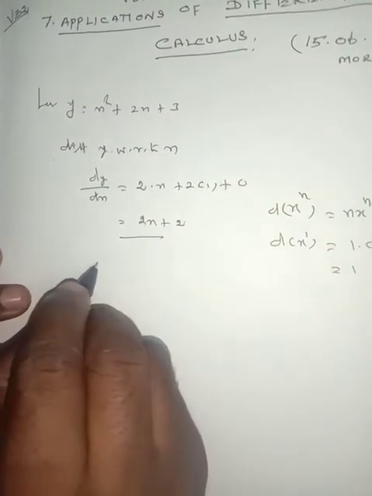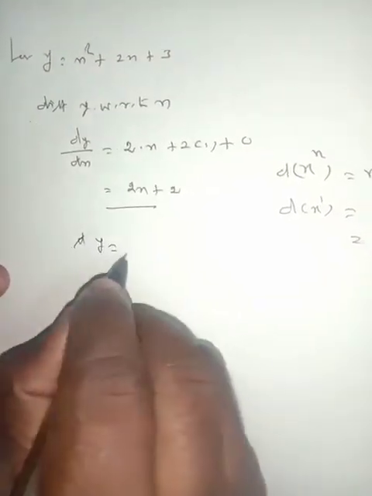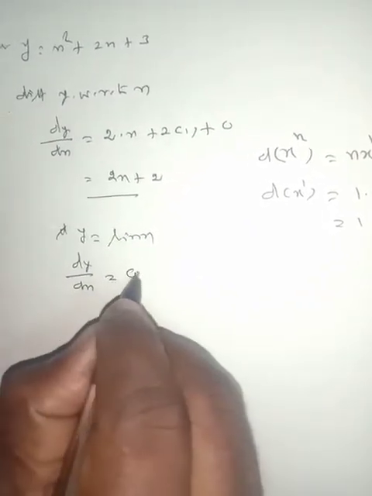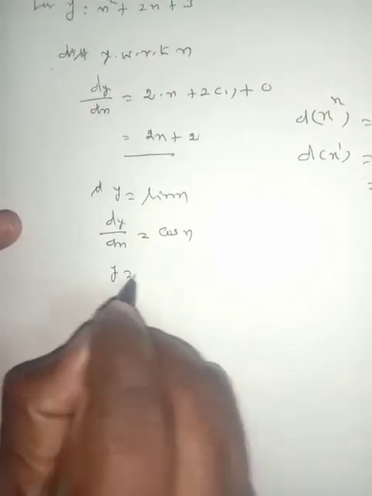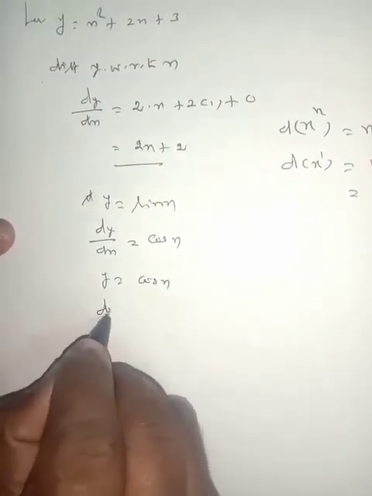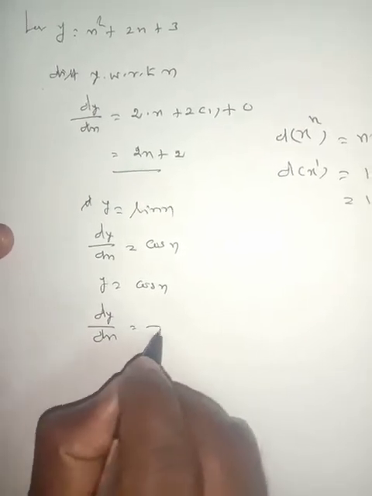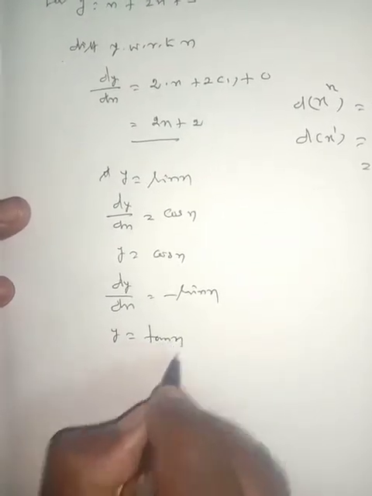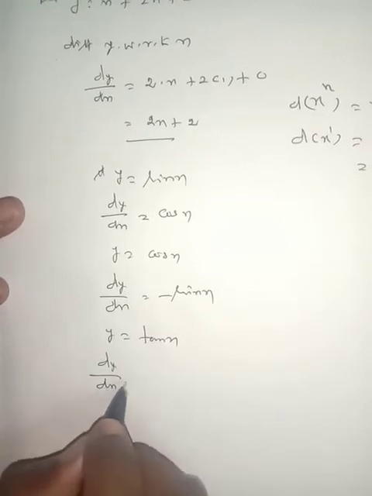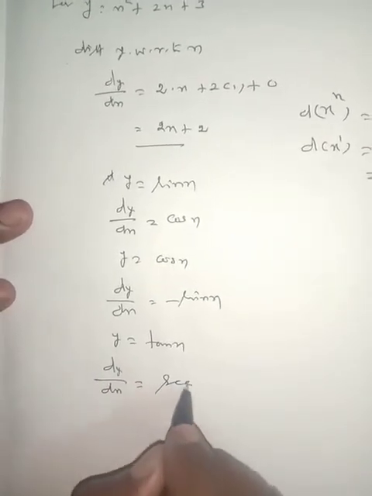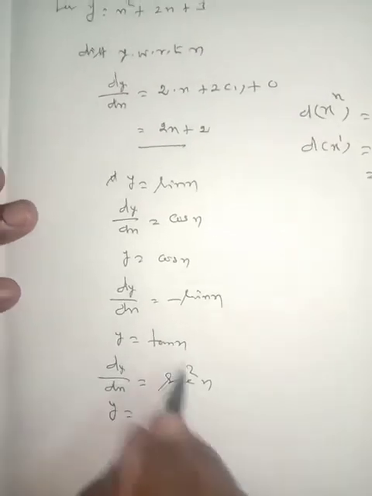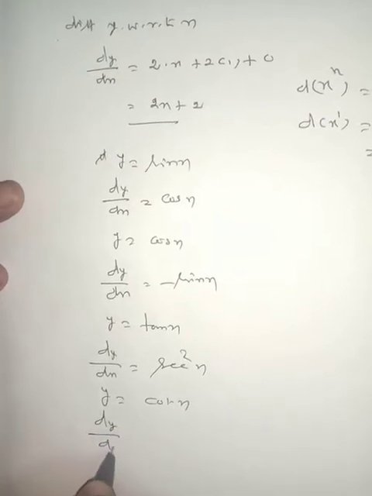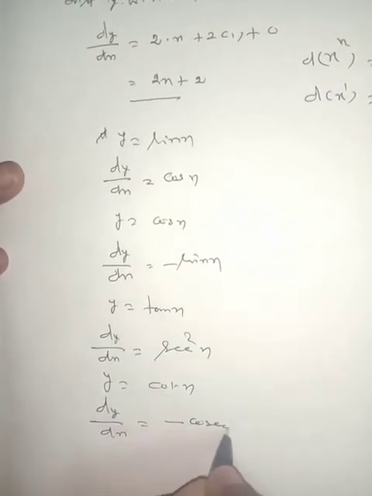We know that y is equal to sin x, dy by dx is equal to cos x. Y is equal to cos x, dy by dx is equal to minus sin x. Y is equal to tan x, dy by dx is equal to secant square x. Y is equal to cot x, differentiate y with respect to x, dy by dx is equal to minus cosecant square x.